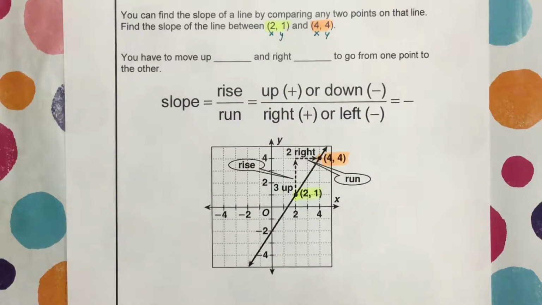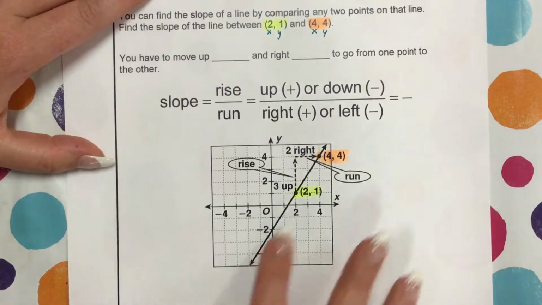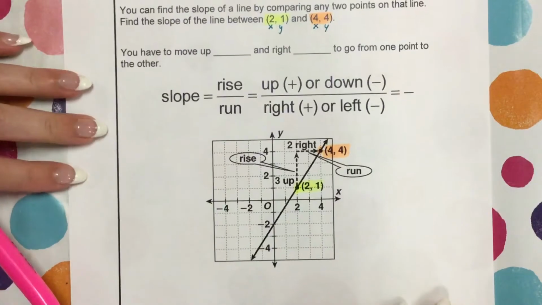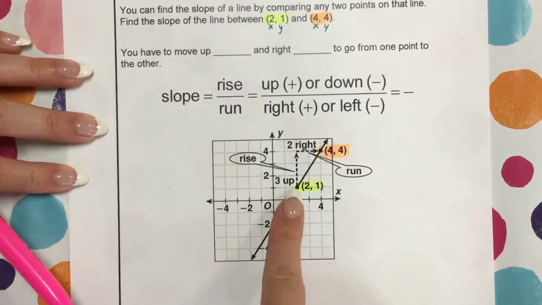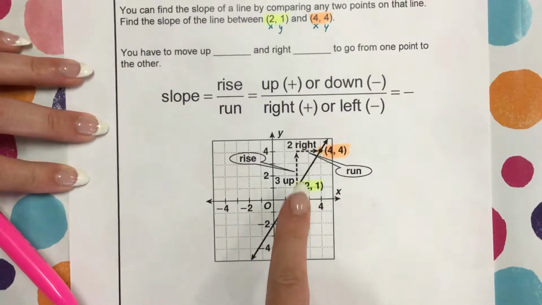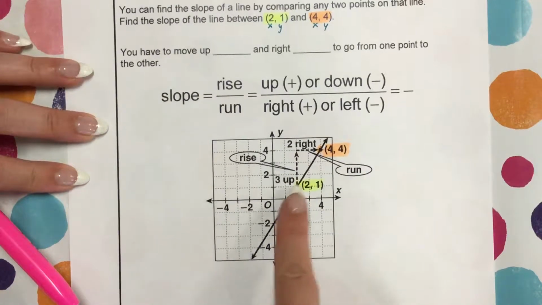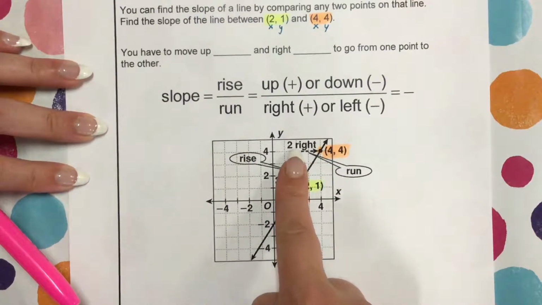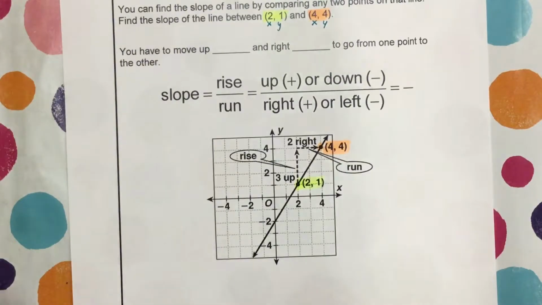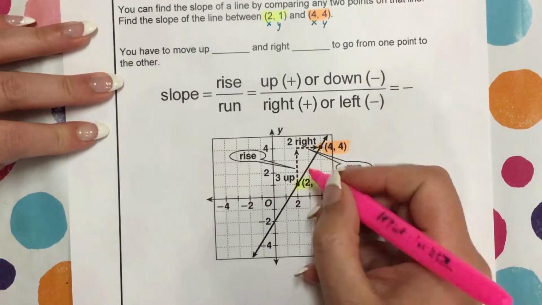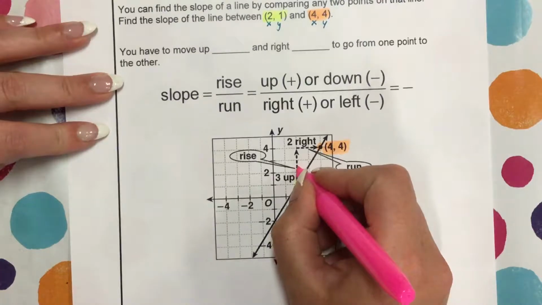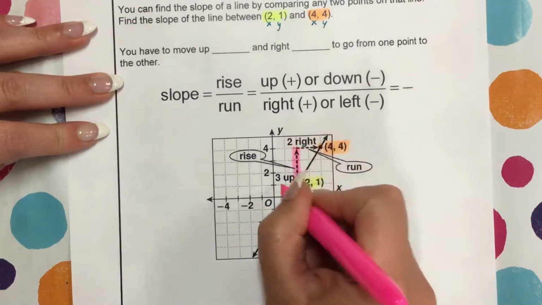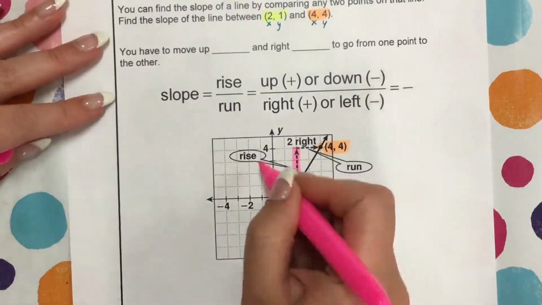So let's go ahead and figure out how we determine the slope or the steepness of this line. The first thing you look at is how far you have to move up. If we start at this point, to get to this point, we definitely have to move up, okay? So let's look at how many units we have to move up. We have to move up 1, 2, 3 units. So we're moving up 3 units. Okay, and that's called the rise.